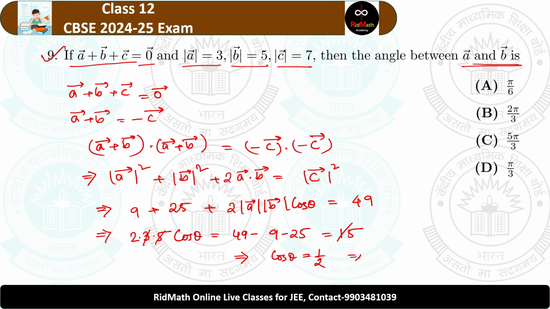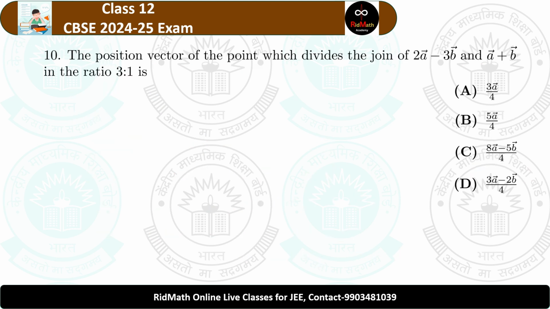So that means theta equal to what? Pi by 3. So that means D option is correct, 60 degree, that means pi by 3. Next problem, question number 10. If the position vector of the point which divides the join of 2a minus 3b and a plus b vector in the ratio 3:1.